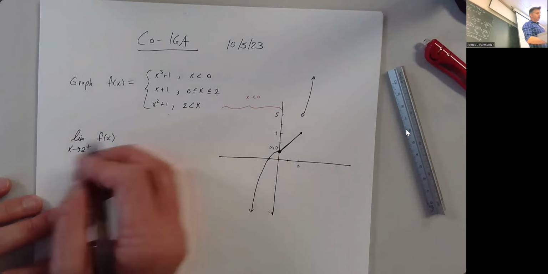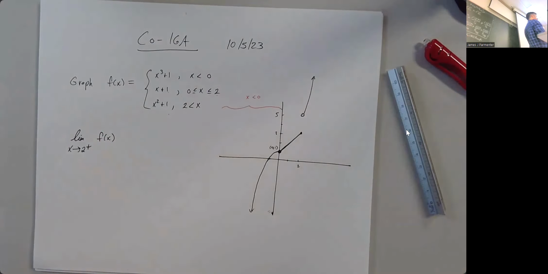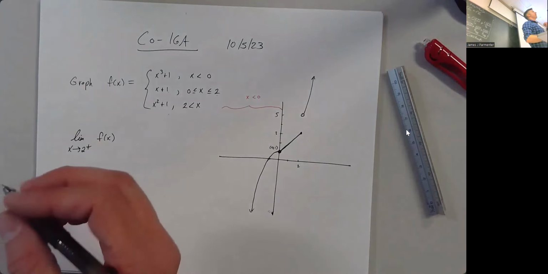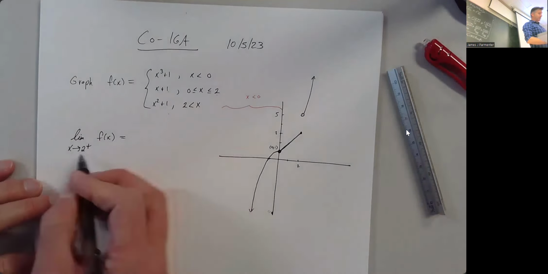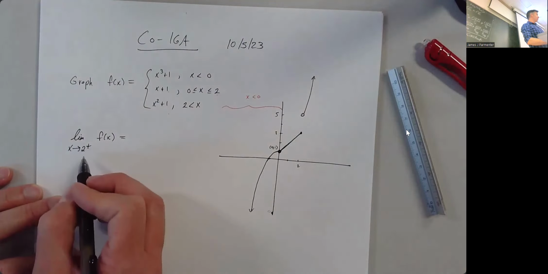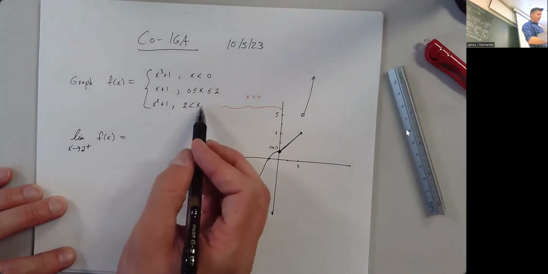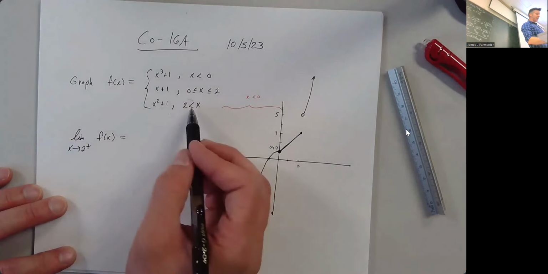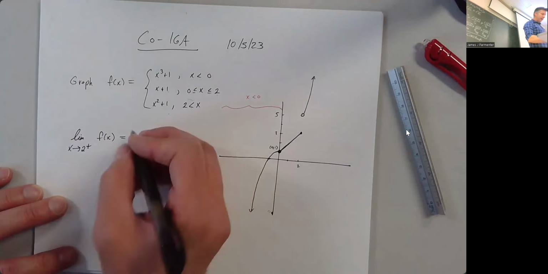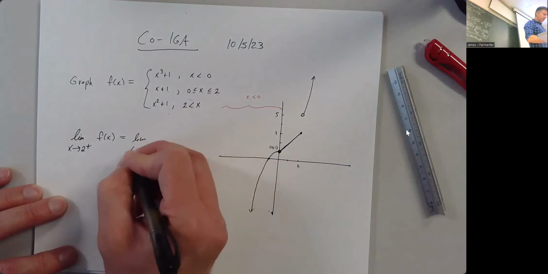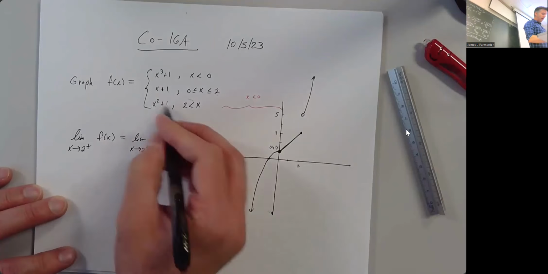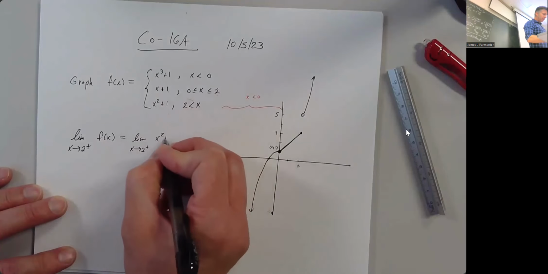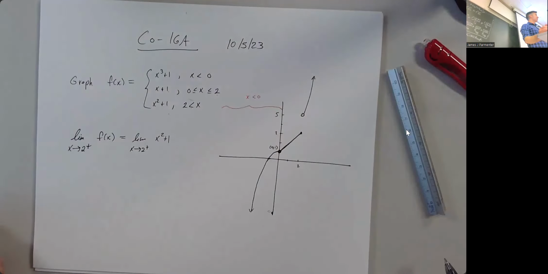But if you were actually trying to show the work, like if someone said find the limit as x approaches 2 from the right and they wanted you to show some more work, it would be good to show this additional step. I know that when x is larger than 2, my piecewise function is this piece right here. So I'm going to write that as the limit as x approaches 2 from the right of the piece that actually matters when x is bigger than 2.